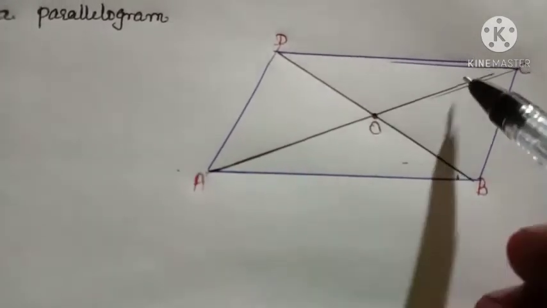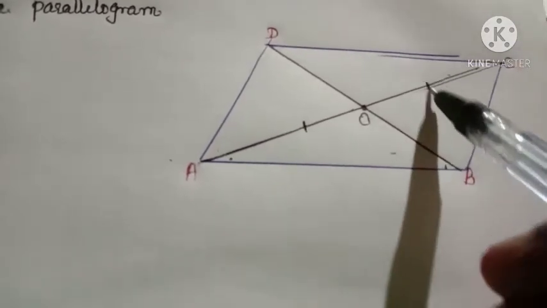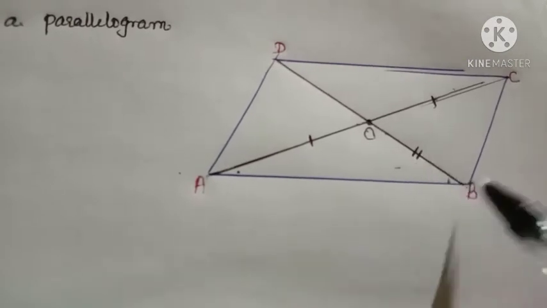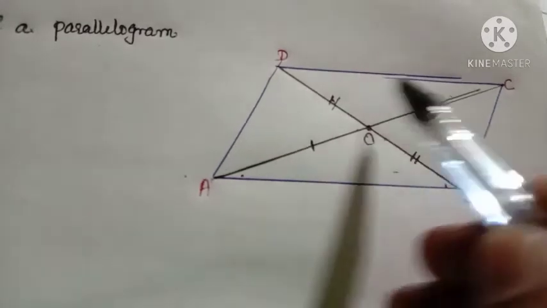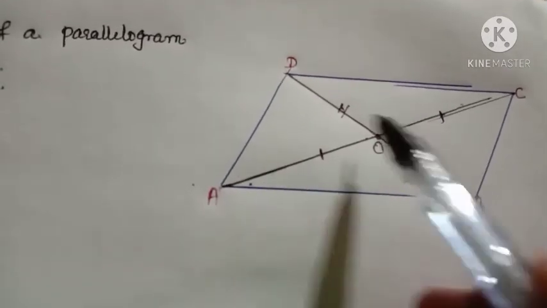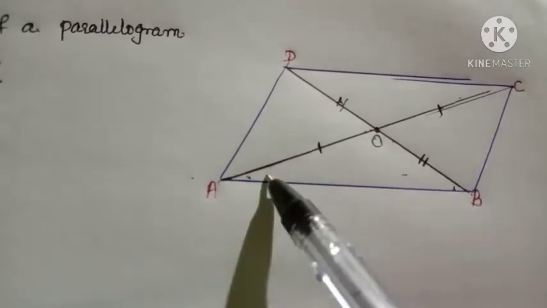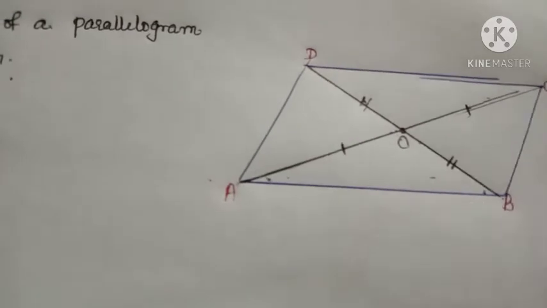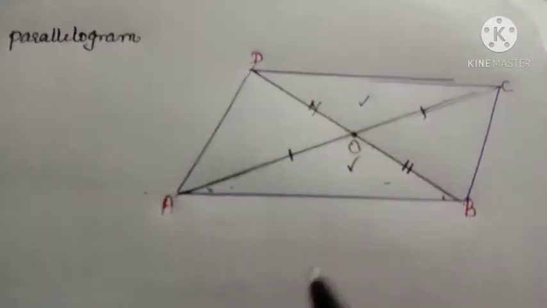So diagonals bisect each other means OA length and OC length are equal. Similarly, OB length and OD length are equal. So this is the meaning of diagonals bisect each other. So listen, we need to prove OA equal to OC and OB equal to OD. For this, let's take these two triangles, triangle AOB and triangle DOC.